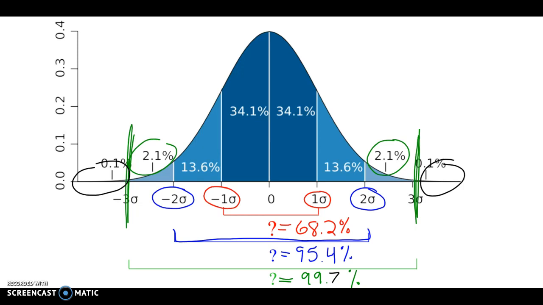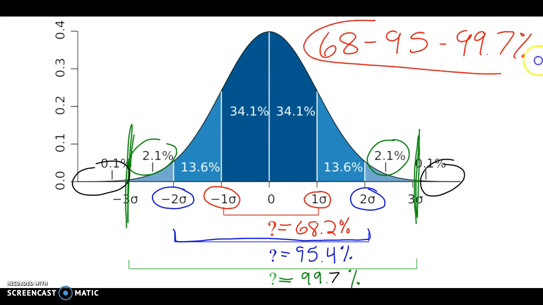So this is called, and you really need to write this out somewhere, this is called the 68, 95, 99.7 rule. That's super important. That's basically the whole point of today's lesson. And unfortunately, that's going to have to be memorized. You need to know those numbers.